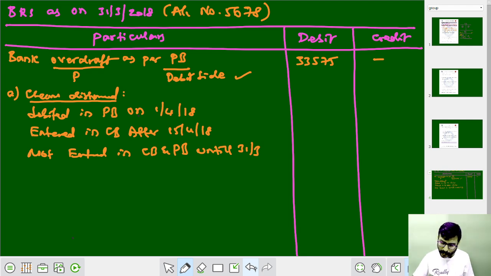When it is not entered in both the books, there is no question of BRS, right? BRS comes when? If the entry is made in the cash book but not in the passbook, or if the entry is made in the passbook but not in the cash book, then only BRS appears. That is the significance of BRS. But when it is not entered in both the cash book as well as the passbook in our financial year ending 31st March 18, then there is no entry. So we have to ignore it.